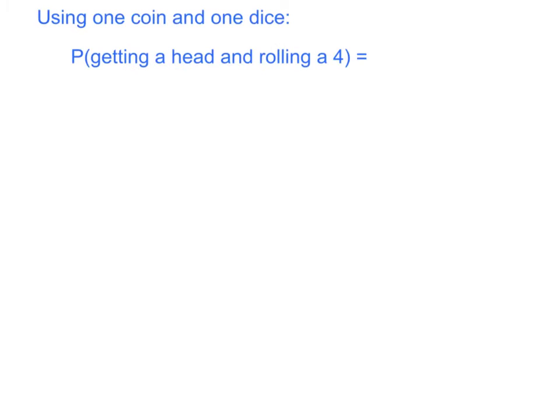In this next video, we're going to take a look at the probability of compound events. We like to think about these compound events using the term AND. For example, if we use one coin and one die, we can calculate the probability of getting a head and rolling a 4.